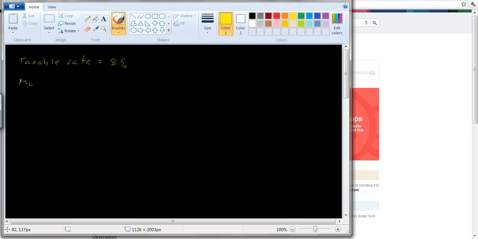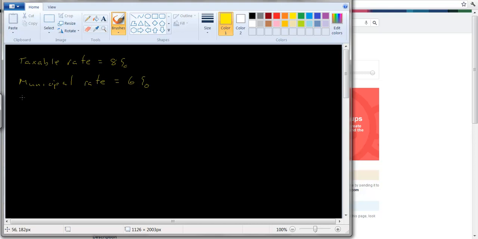And suppose the municipal rate equals 6%. Well, how do you compare the two? This is a lower interest rate, and of course, if there were no tax on this one, this would be better, assuming that they have the same level of risk. But you have to pay tax.